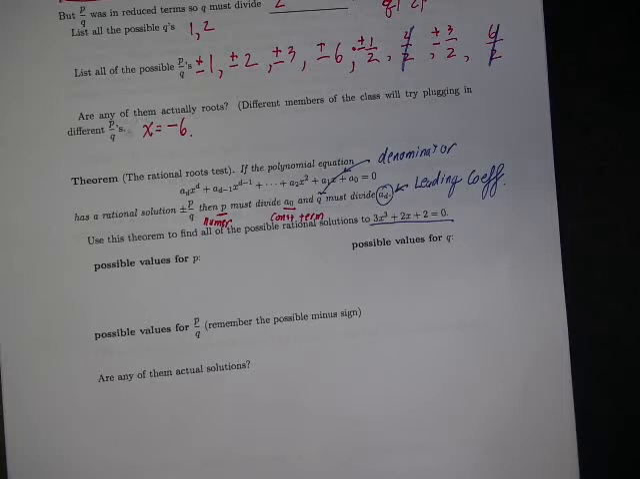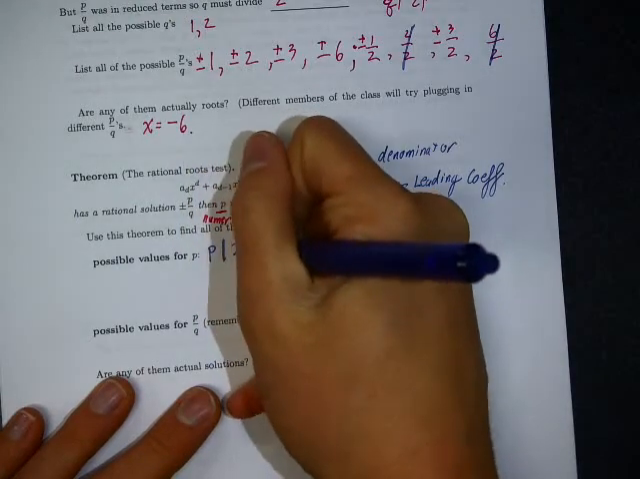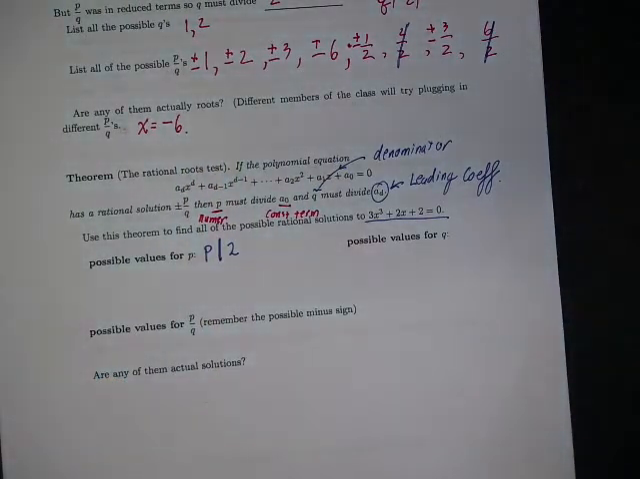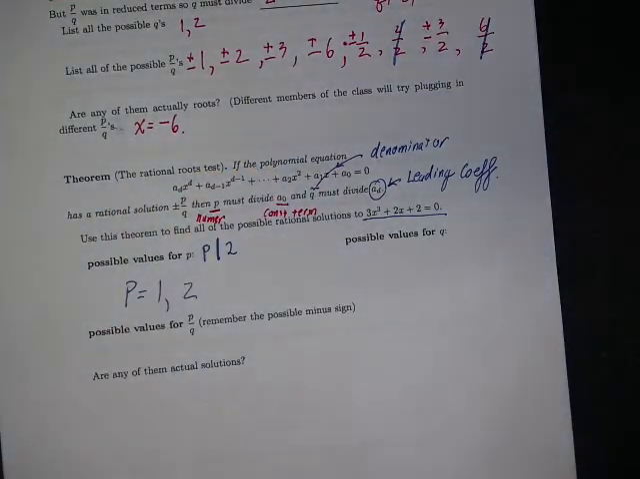So all possible values for p. So p, the numerator of p over q, has to divide the constant term. What's the constant term of this polynomial? 2. So we see p has to divide 2. What are the factors of 2? Well, that's a stupid thing to ask. P has to be either 1 or 2.